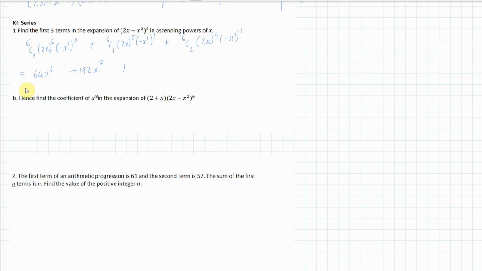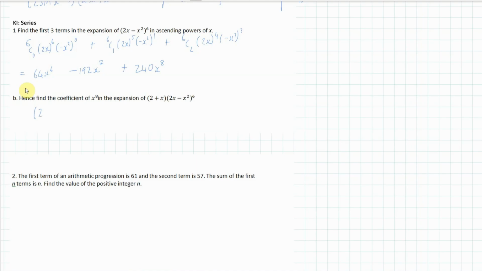So we'll go 240. And what else can we say here? 240 should be x to the power of 8. I think it should be x to the power of 8. Cool. And it says hence find, so using what we've done, find the coefficient of x to the power of 8 in the expansion.